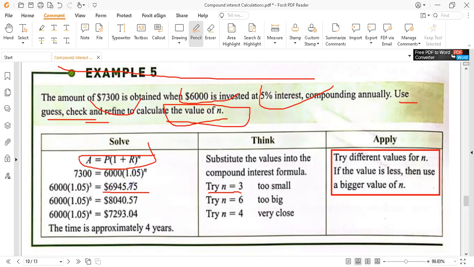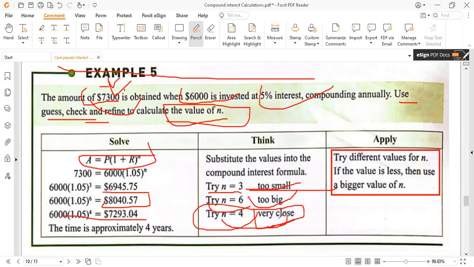6,945. It is less than what we want. We want to have 7,300, so it is too small to use. So we try n equal to 6, and it gave us 8,000. 8,000 is greater than 7,300, so n is too big. So we use 4, and 4 gives us a very close value, 7,293, which is approximately equal to 7,300. So yes, it is the convenient one that we are looking for.